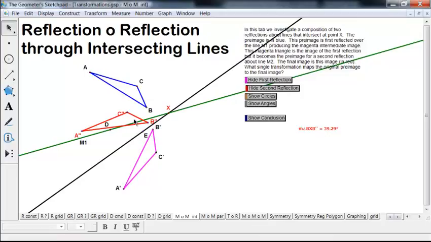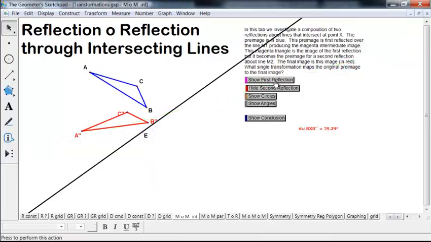So here's the question. If we hide the first one, and we just go from the blue to the red, could you get that in one single transformation? If so, what kind of transformation would it be? Would it be a reflection? Translation? Rotation?